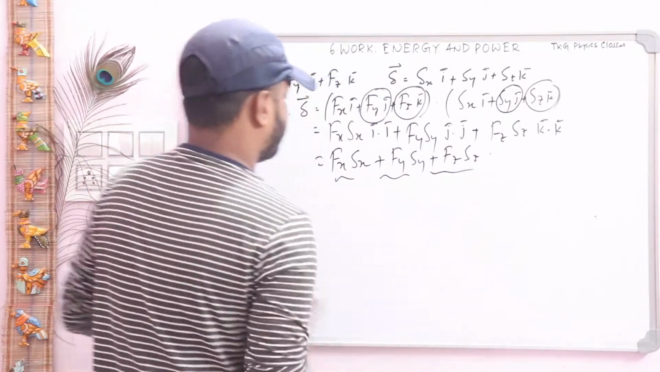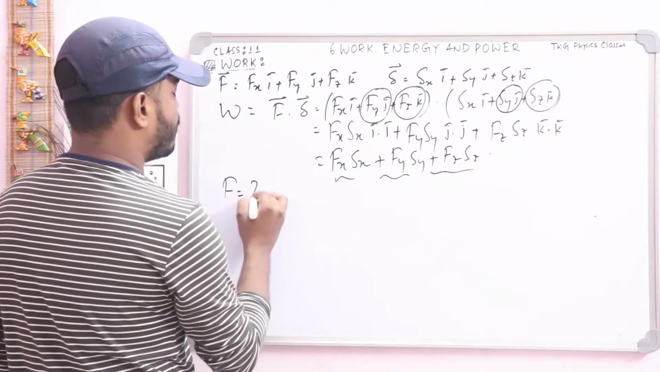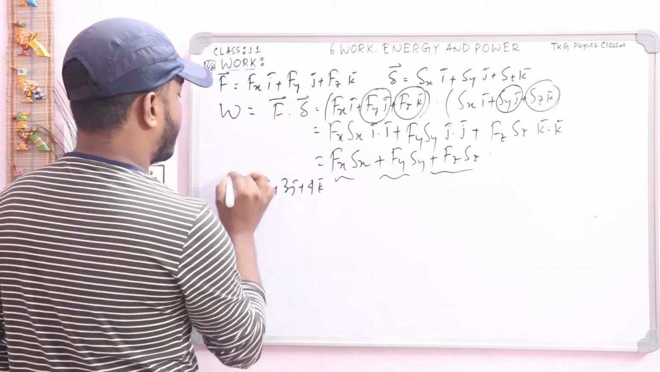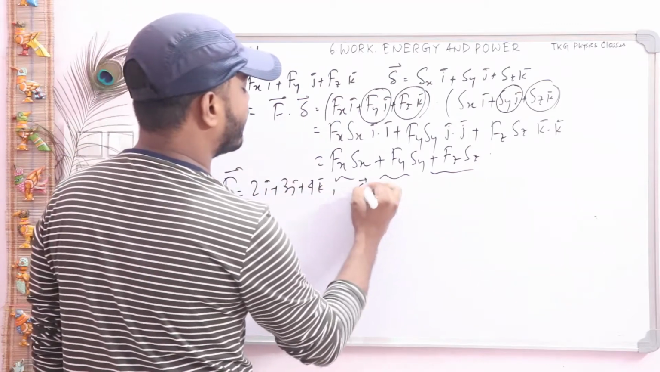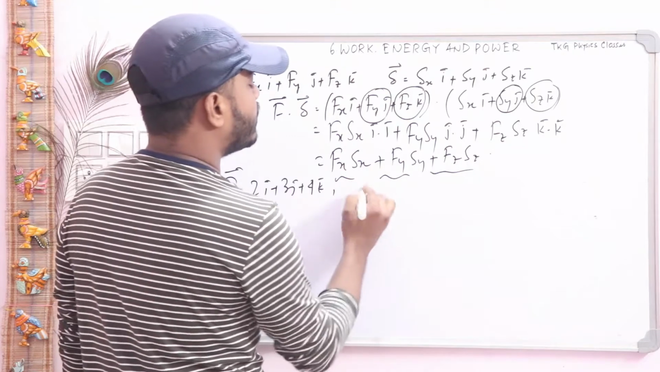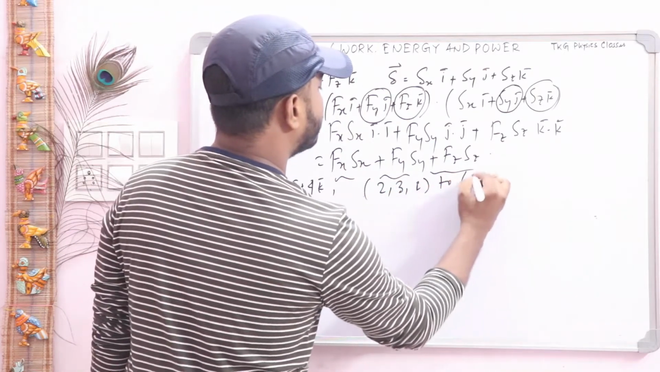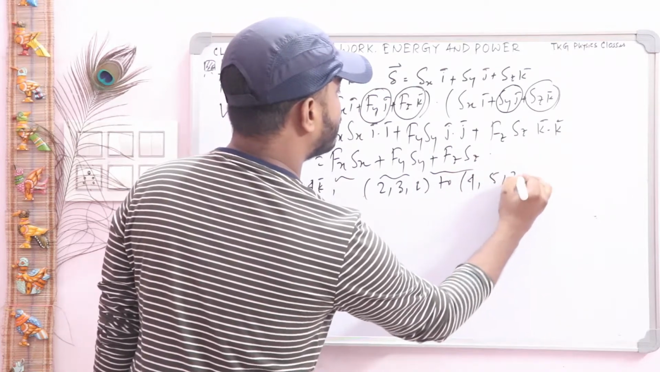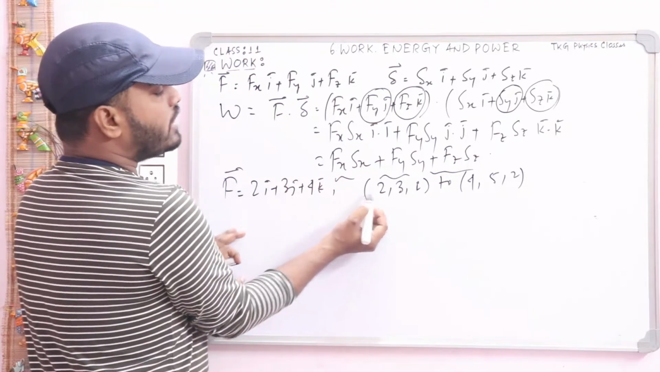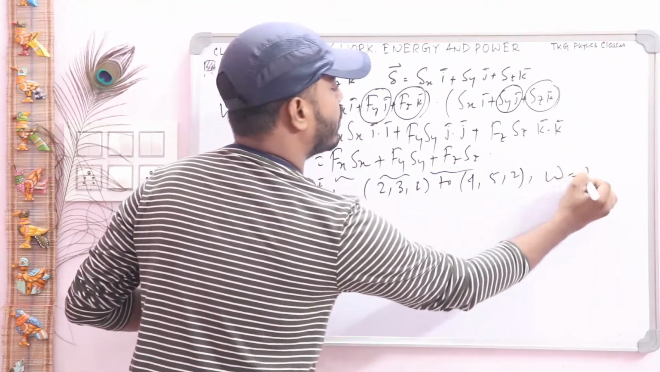Suppose force F is given as 2 i cap plus 3 j cap plus 4 k cap, and S is not given. The body is displaced from the position (2, 3, 1) to (4, 5, 2). Force vector F is given, and the body is displaced from this point to this point. You have to find out the amount of work done.